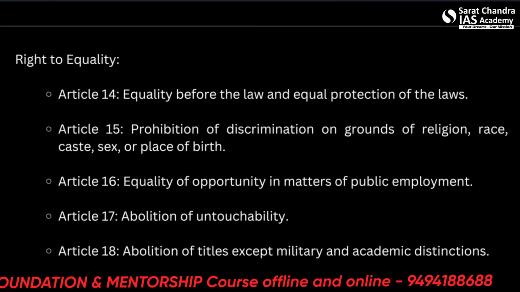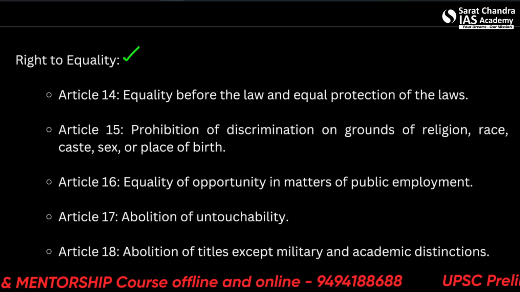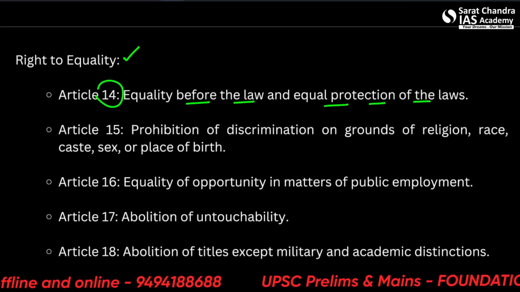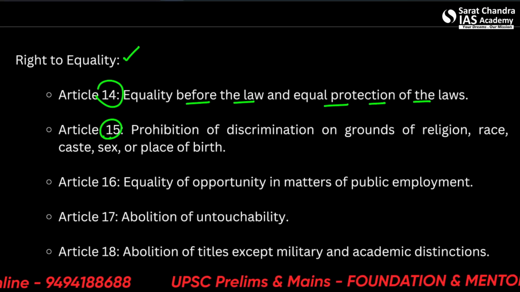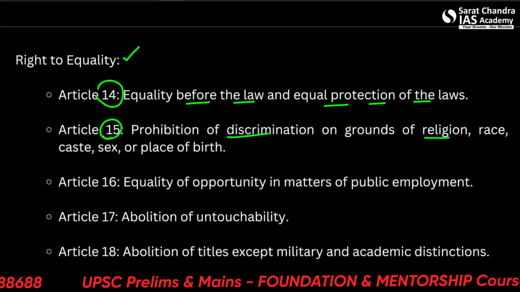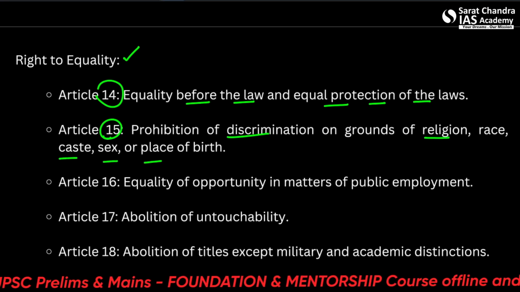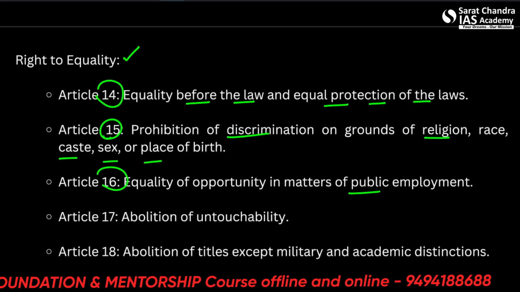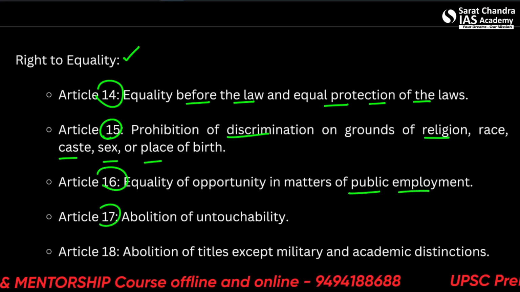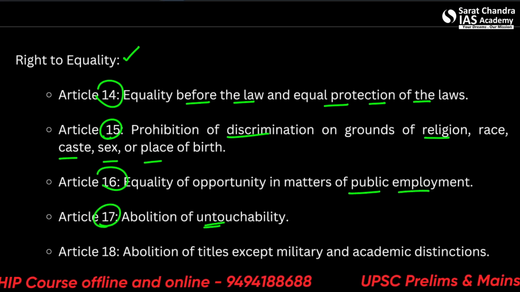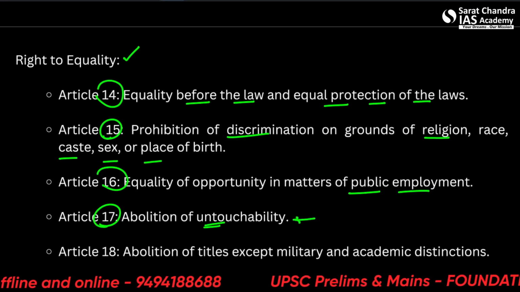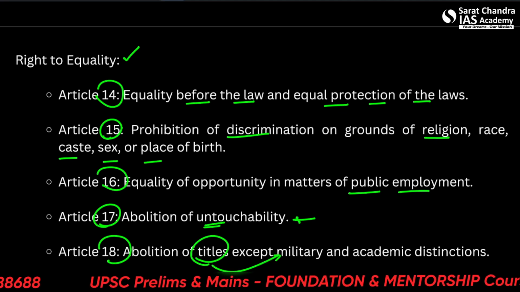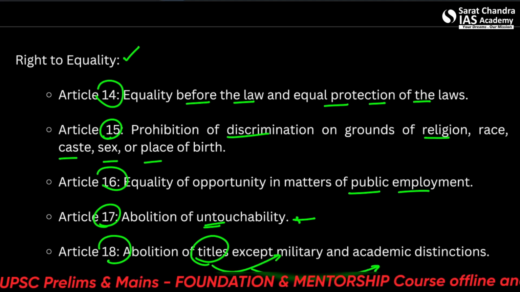Moving forward, what we see? The right to equality. So Article 14, equality before the law and equal protection of the laws. Article 15, prohibition of discrimination on base of religion, sex, caste, race, place of birth, etc. Article 16 is very important, equality of opportunity in public employment. Article 17 is abolition of untouchability. There was a movie also on this article, you can remember very easily. Article 18, abolition of titles except military and academic distinctions.